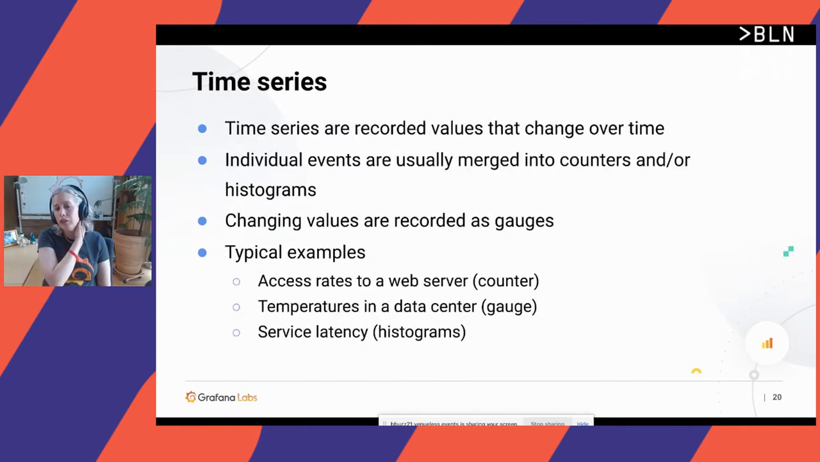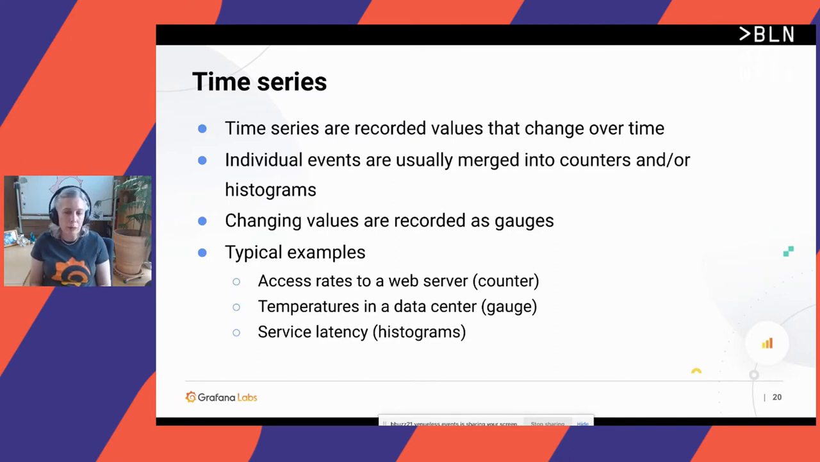So what is Prometheus saving? Well, Prometheus is persisting a time series that is a set of recorded values that change over time for each of the services or each of the components of the services that you are observing. Individual events can be merged into counters within the service, or they can be captured and aggregated outside of the service in Prometheus. There's typically the counter, the gauge, and the histogram as the ways in which data is typically saved. So a counter is something that continually rises. You just add to a counter. You can derive rates from counters, for example, by saying it increased by this much in this amount of time.